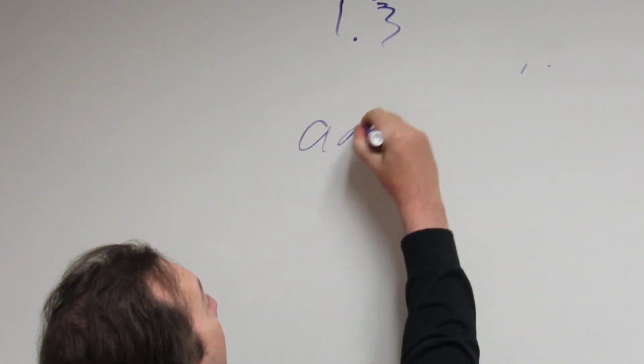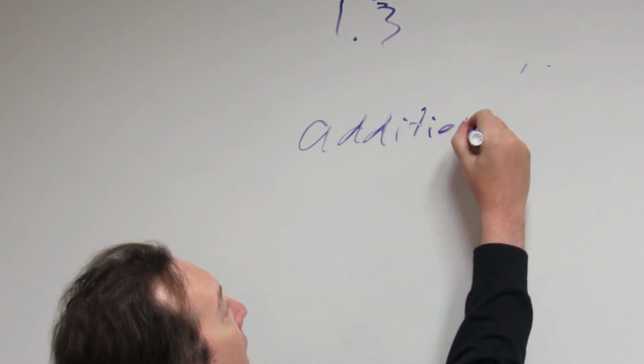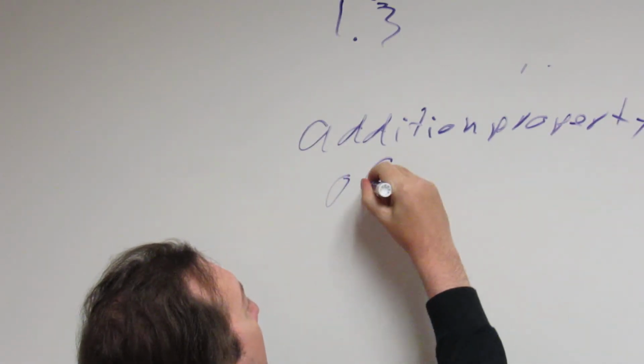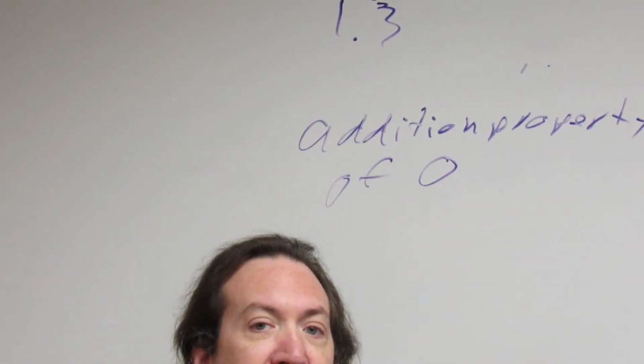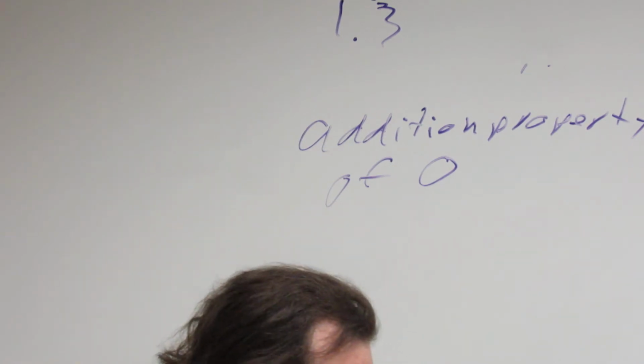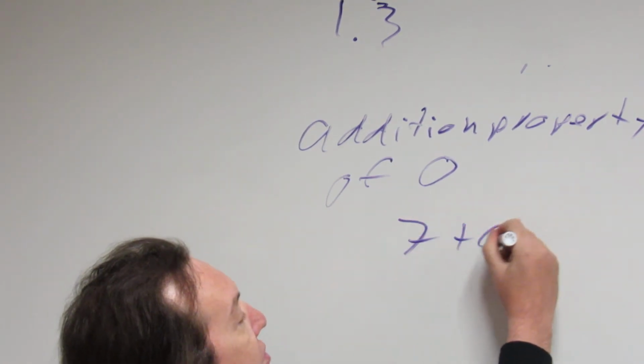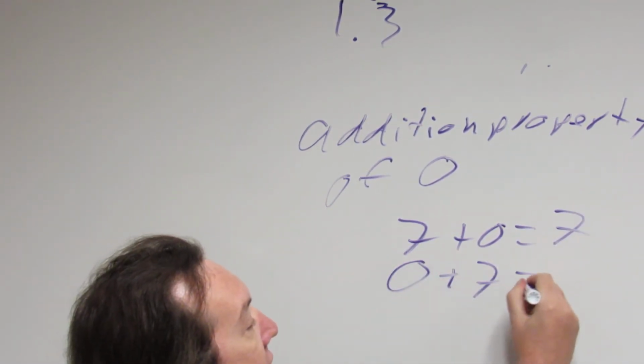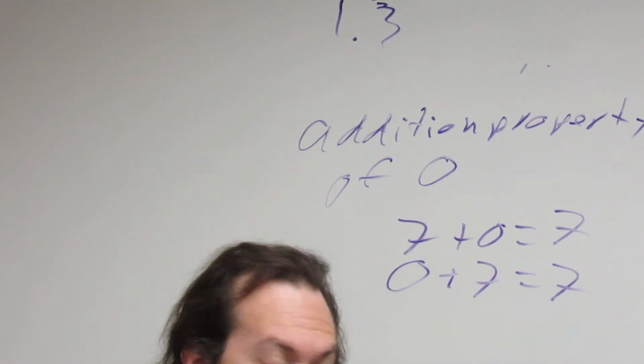But in section 1.3, we're going to be adding and subtracting whole numbers and looking at perimeters. So the addition property of 0 just means that if you add 0 to a number, it's not going to change the value. So if you have 7 plus 0, that's just going to equal 7. Or if you have 0 plus 7, it's going to equal 7.